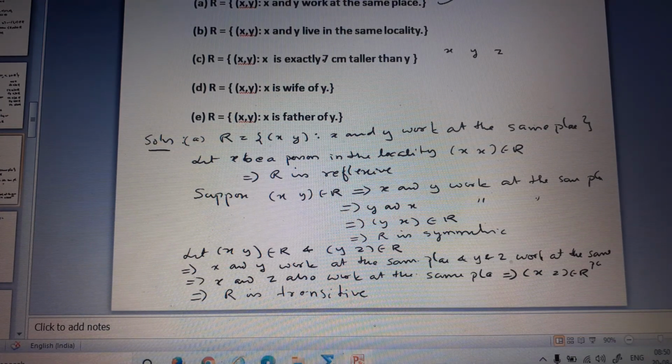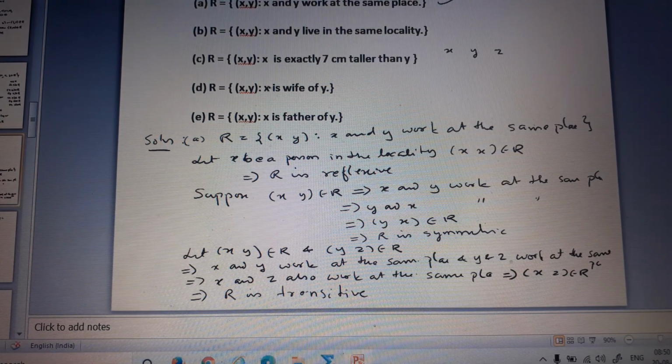Say x is 7 centimeters taller than y, and y is 7 centimeters taller than z. Then x and z, what is the difference between the height of x and z? It cannot be 7, so it is not transitive also. So this is a very good example where it shows it is not reflexive, not symmetric and not transitive.